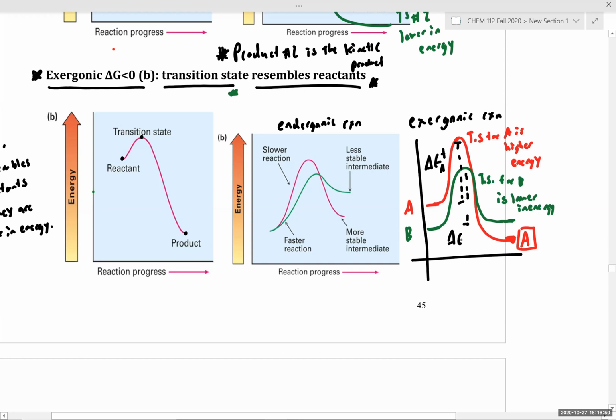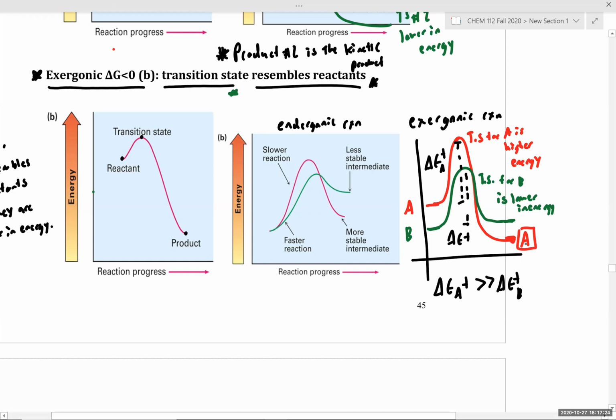A, right? So we know that the activation energy for A is going to be greater than the activation energy for B, because the transition state for A will be higher in energy because reactant A is higher in energy and the transition state resembles our reactant. So as a result, for pathway A, if it has the larger activation energy, pathway A is less favored.